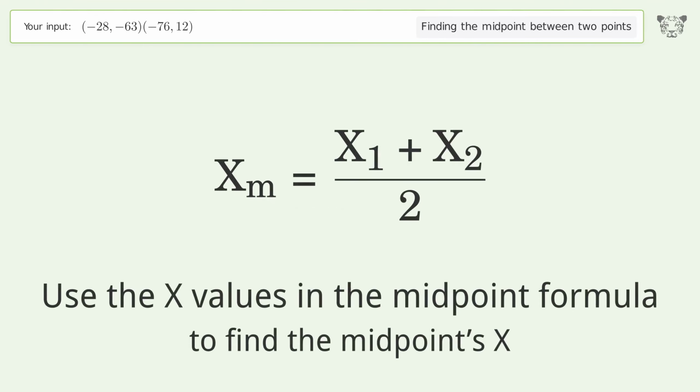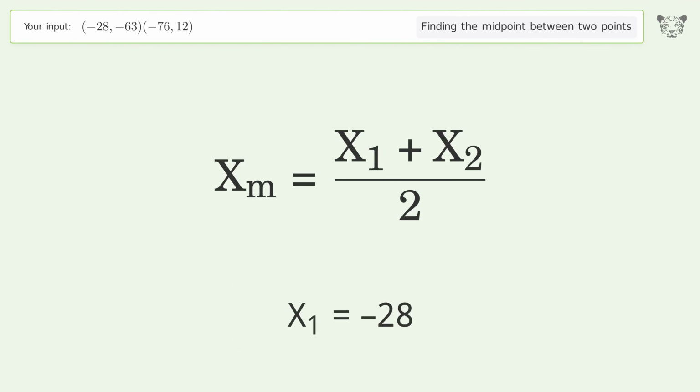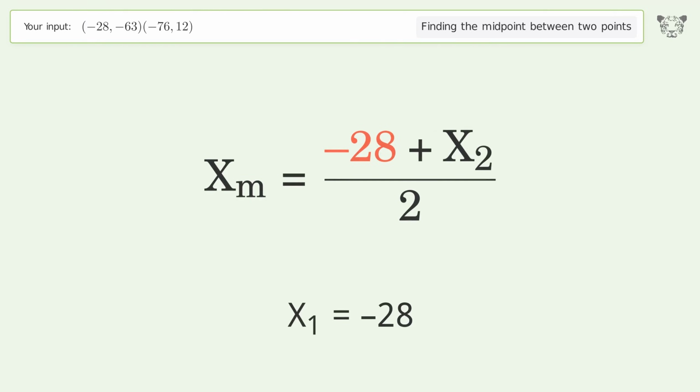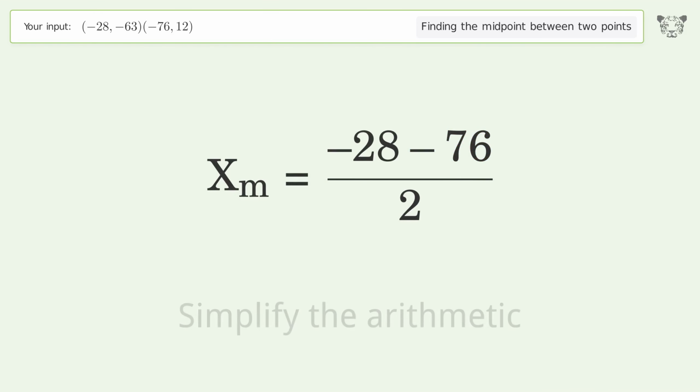Use the x values in the midpoint formula to find the midpoint's x. x1 equals -28. x2 equals -76. Simplify the arithmetic.